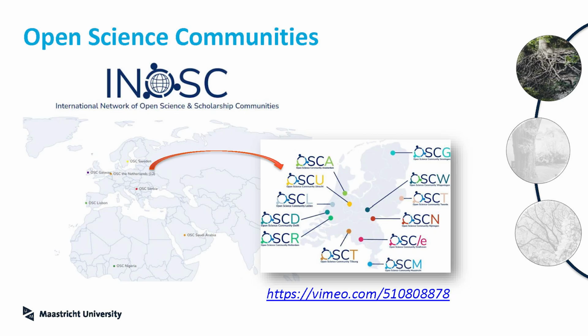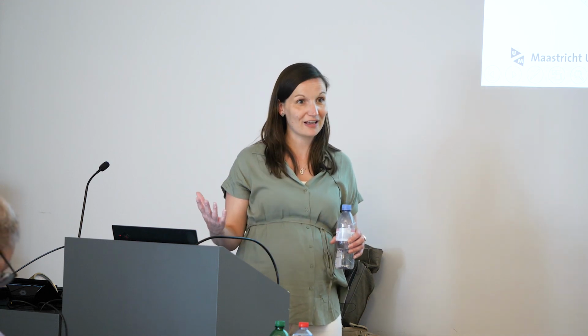So if we look at the map of the international network of open science and scholarship communities, then we see that there are communities in many places in the world, and more are starting these communities. But there are 12 local communities in the Netherlands, meaning that each of the Dutch universities has an open science community at the moment. And I would like to give you a little bit more insight into that by letting the people from these communities share themselves what the communities are about.